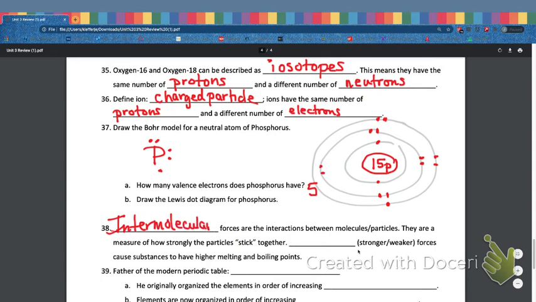Intermolecular forces are the interactions between molecules and particles, and it's a measure of how strongly the particles stick together. So stronger intermolecular forces cause substances to have higher melting and boiling points. So the higher the melting or boiling point, the stronger these intermolecular forces are that are holding them together.